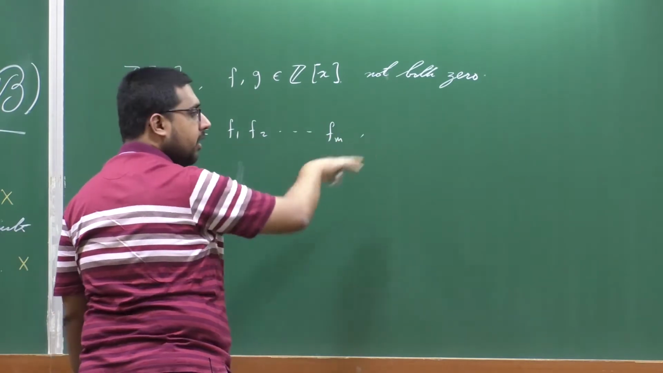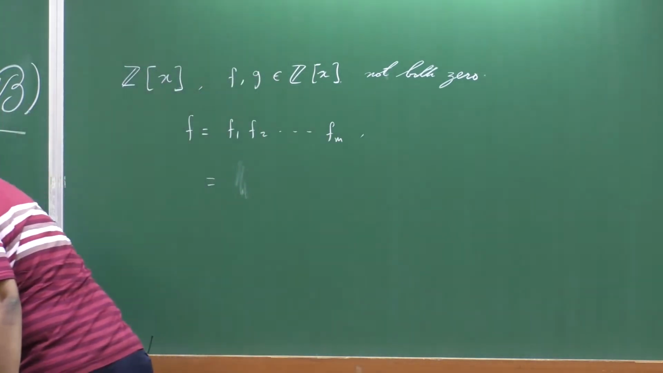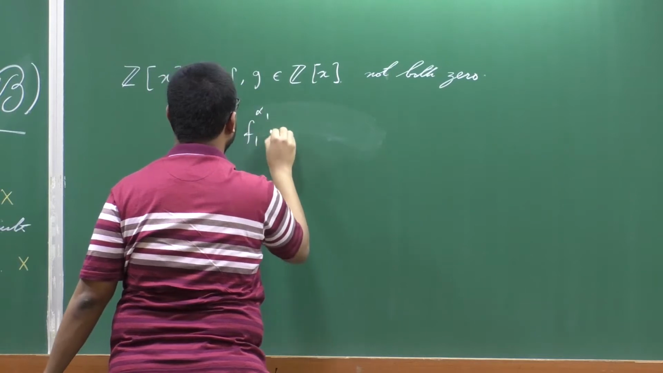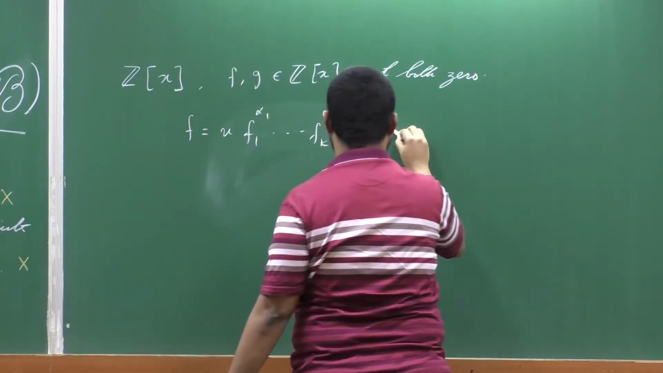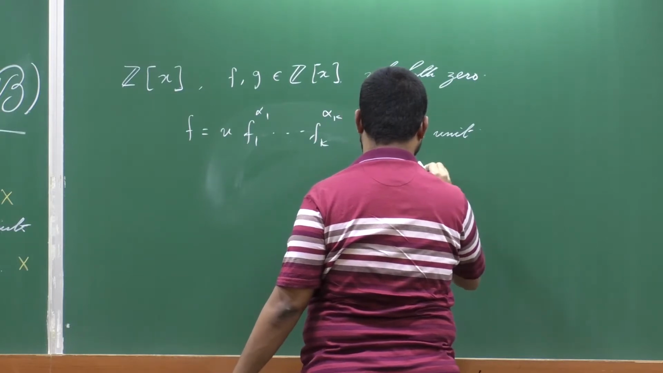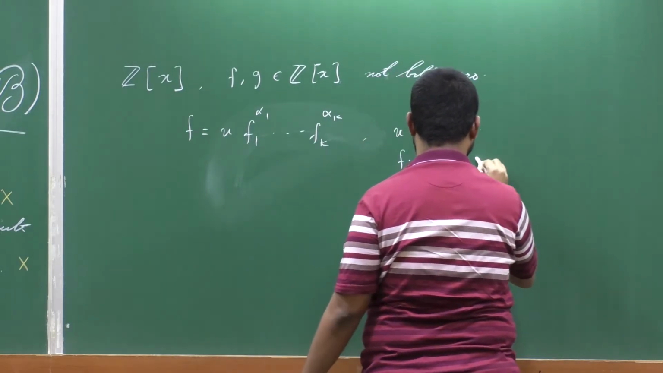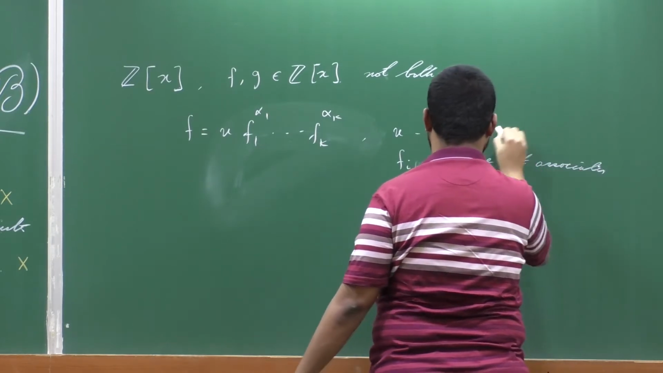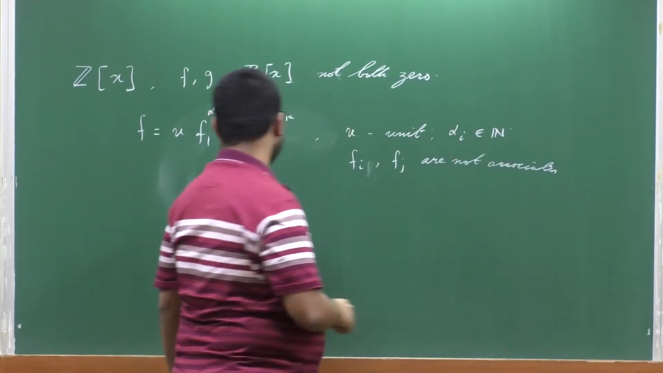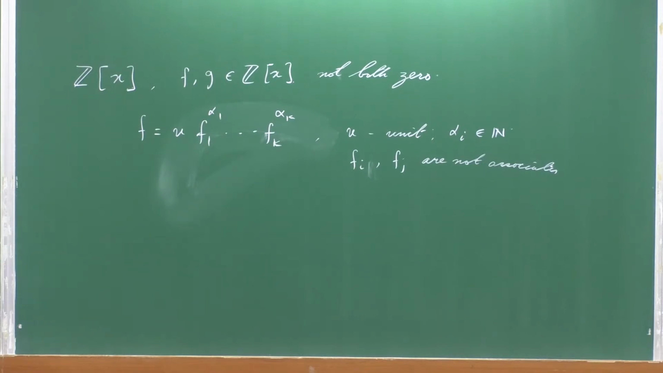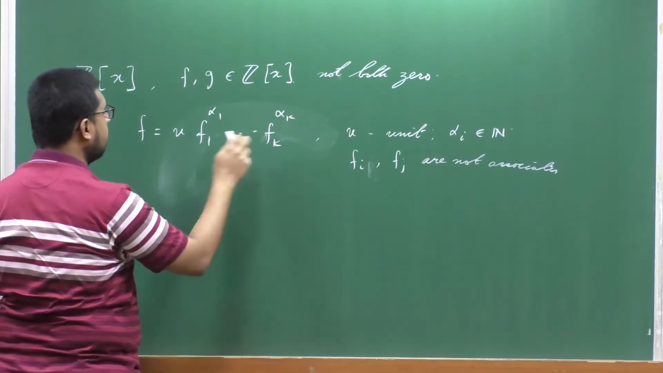So after an appropriate rearrangement we can assume that f can be expressed in the following form: u f_1 to the power alpha_1 up to f_k to the power alpha_k, where u is a unit and f_i and f_j are not associates. Of course each alpha_i is a positive integer. As I said, the idea is to club associate factors together, taking out the unit from them, and that is how it takes this form.